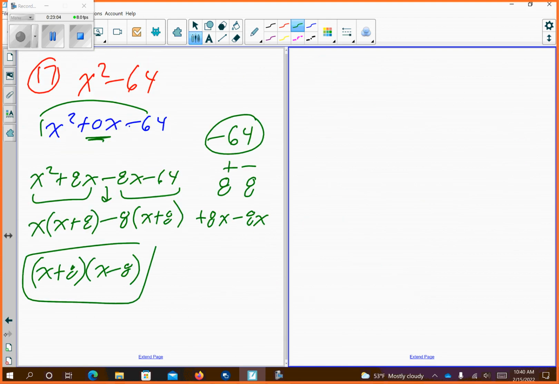Number 18 is done the exact same way. But let's be careful on number 18. Ooh, this is a gotcha one. This is definitely one I want to put the 0x in on. But what can I factor out first? 4. Ooh, I have a greatest common factor. If I factor a 4 out, I get this.